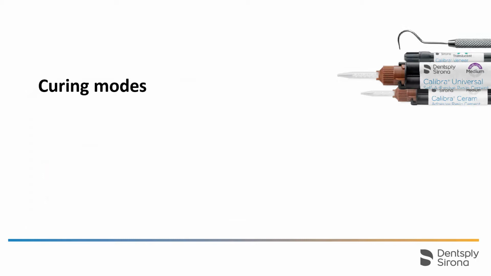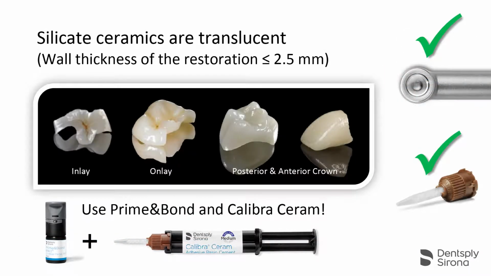One final aspect that we have to shed light on, in the truest sense, is the curing mechanism of the different Calibra composite cements. Silicate ceramics are basically translucent. Both the resin cement and also adhesive used can therefore be light cured through the restoration. However, the opacity increases with the wall thickness of the restoration. Use of the dual curing Calibra Ceram is recommended to ensure that the cement layer is always adequately cured.